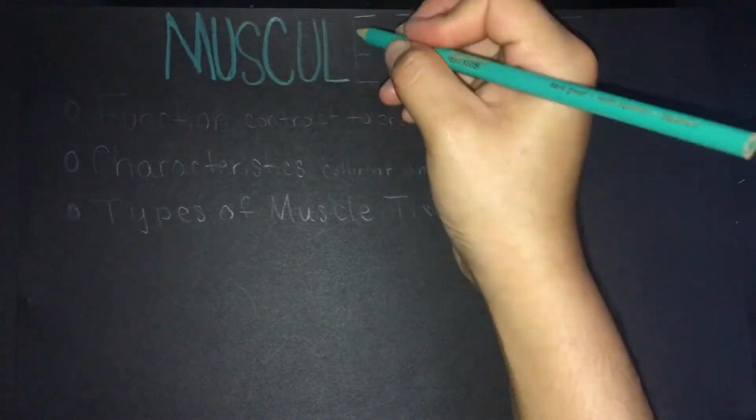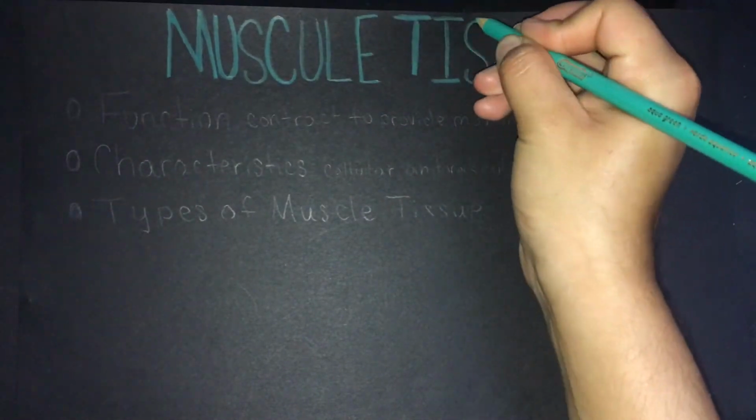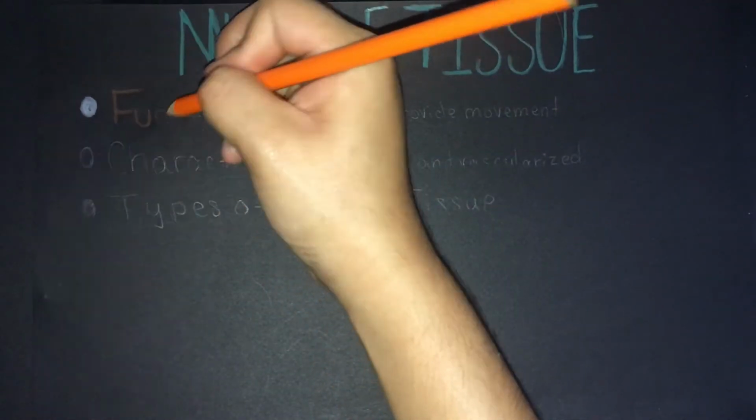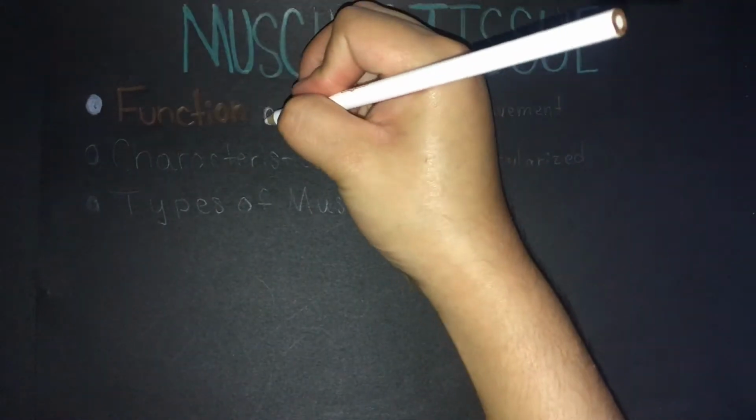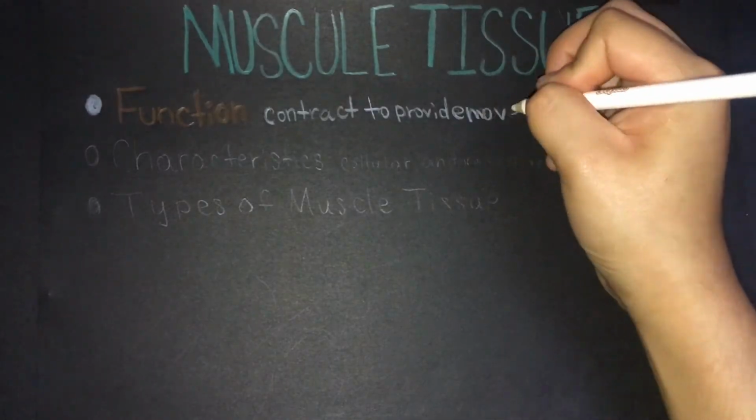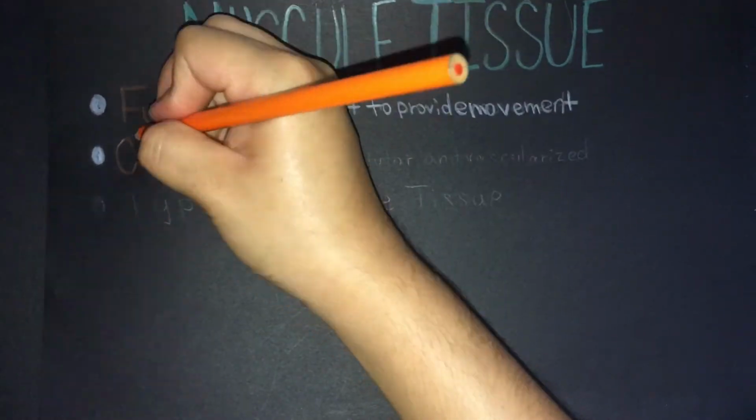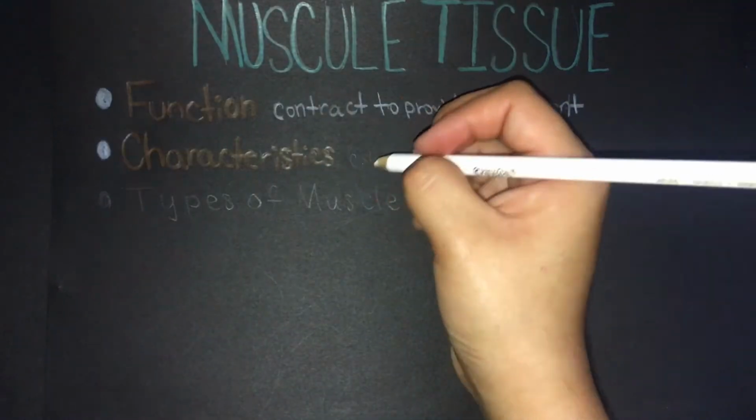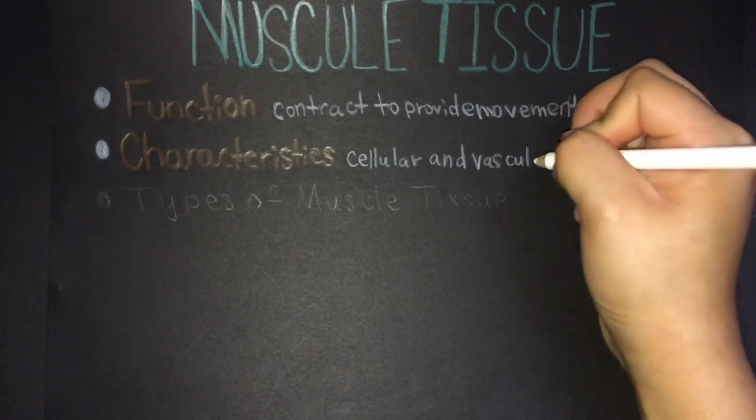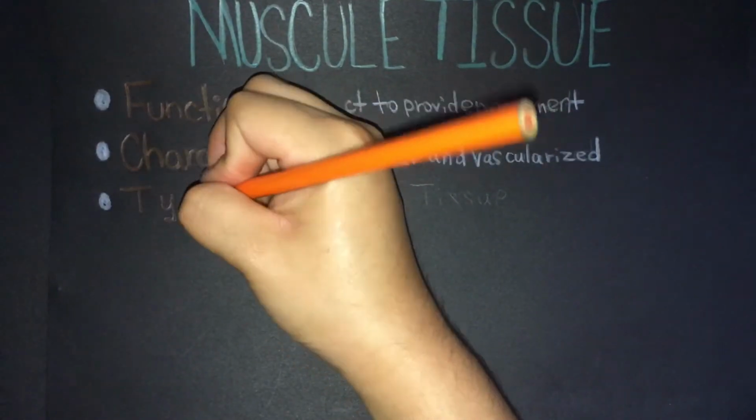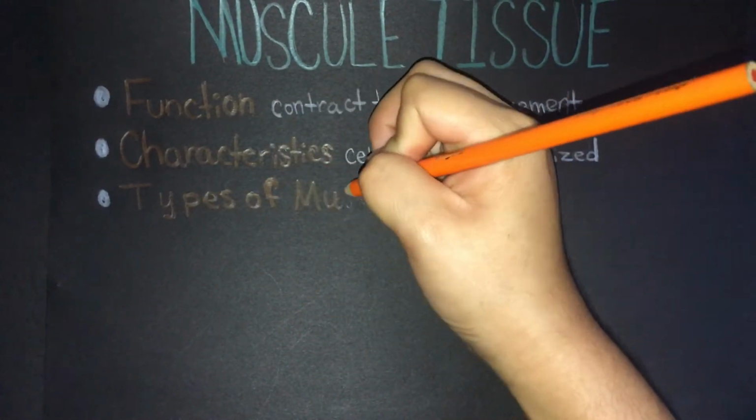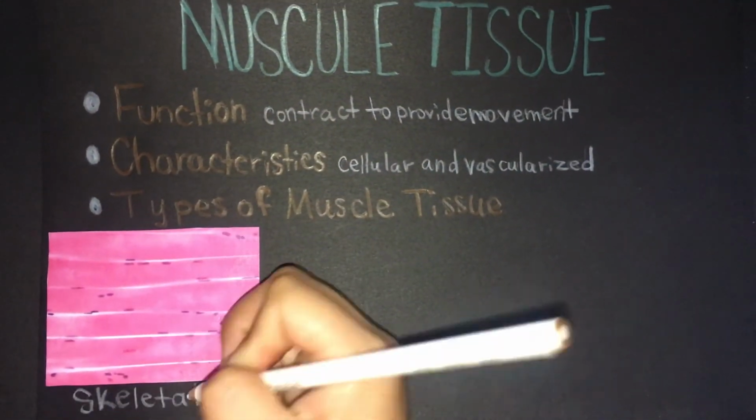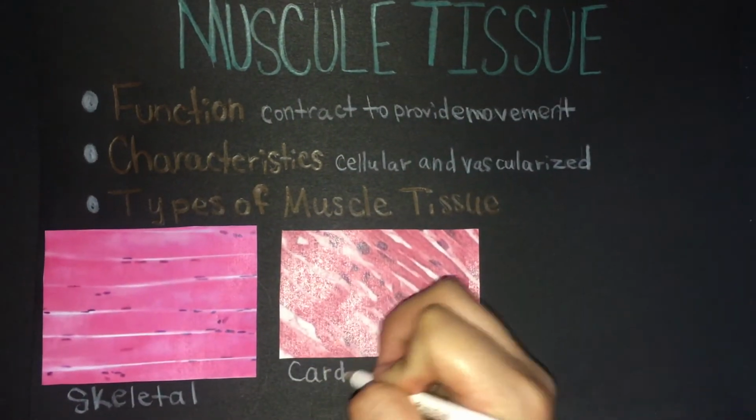Muscle tissue. Function: contract to provide movement. Characteristics: cellular and well vascularized. Types of muscle tissue: skeletal, cardiac, and smooth.